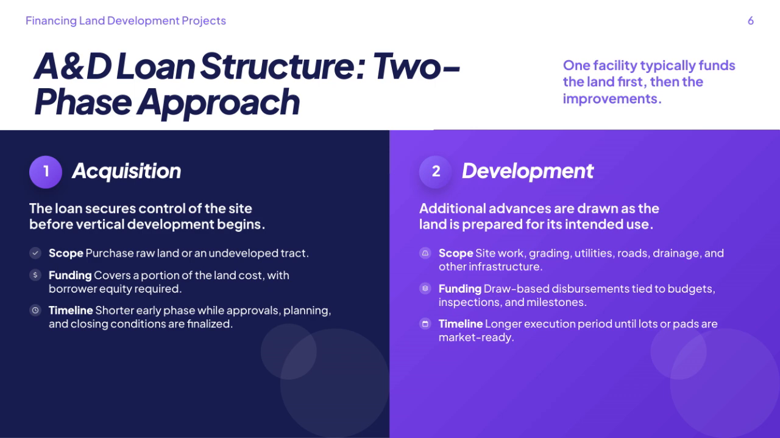Funding during this phase is draw-based, meaning disbursements are made based on budgets, inspections, and hitting key milestones. This stage usually requires a longer timeline because it involves the actual work to get the lots or pads ready for market. Together, these two phases provide a structured way to finance land development projects, balancing initial acquisition costs with the ongoing expenses of preparing the site for final use.